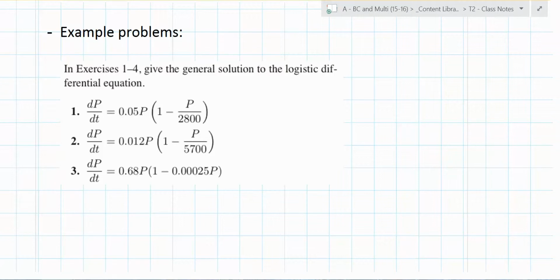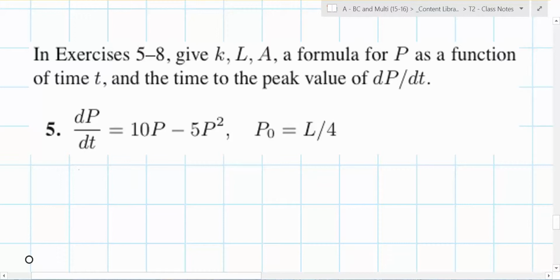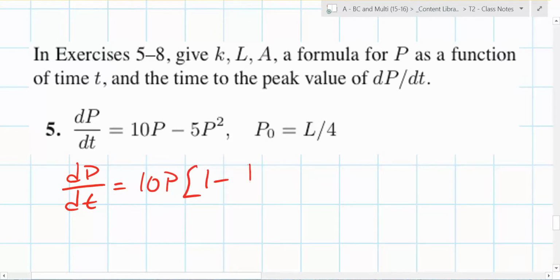So let's move that down there just so you can see, first to translate that into the proper form. Factor out what? P. Looks really weird. Let's take out 10P. What do you want to take out? Because then you have a 1. 10P, because then you have 1 minus what? P over 2. Like that, right? So what's our k value? 10. What's our L value? 2.